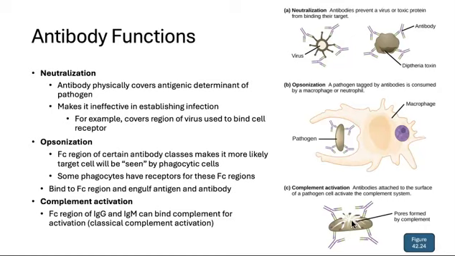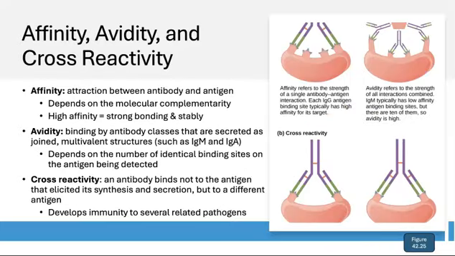And lastly, antibodies can also help activate our NK cells through something called ADCC, and this is called antibody-dependent cell-mediated cytotoxicity. Essentially, the IgG antibodies will trigger the NK cells to release cytotoxins, and they will be destroyed through that process. Now let's talk about a few of these terms here.